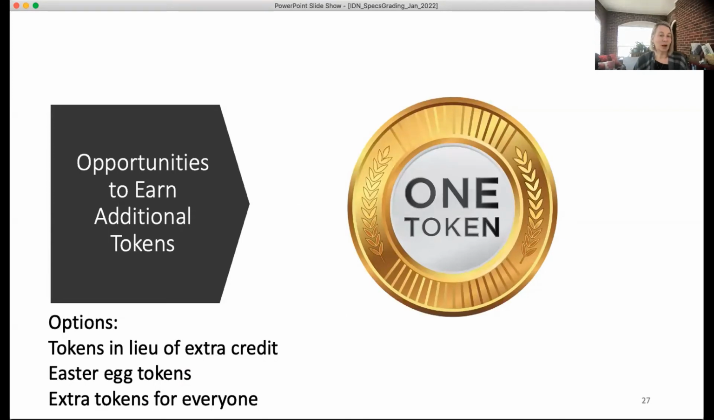You can create opportunities to earn extra tokens if you feel that it's necessary. If you're somebody who's given extra credit in the past, maybe you turn your extra credit opportunities into extra token opportunities. I don't like extra credit because I feel like that's somebody saying that this required thing wasn't important, so let me do something different instead. I'd rather give the student an extra chance to revise an assignment and do what they needed.